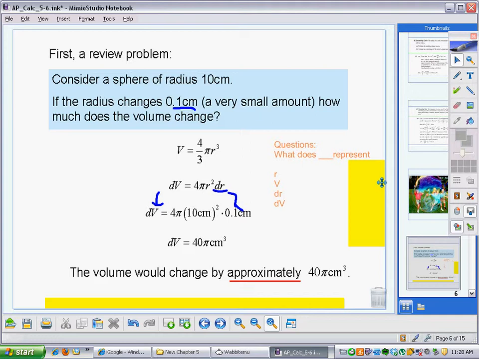So what does r stand for? What does V stand for? What is dr? And dV.